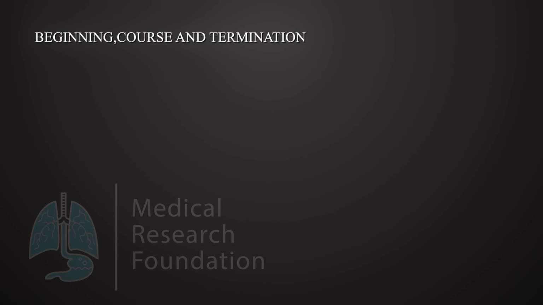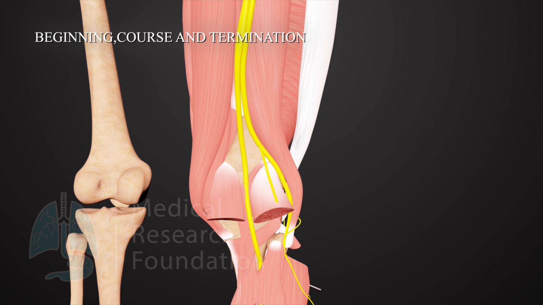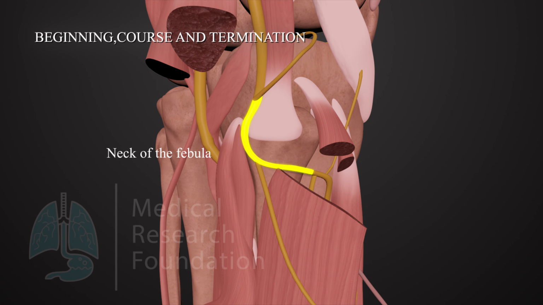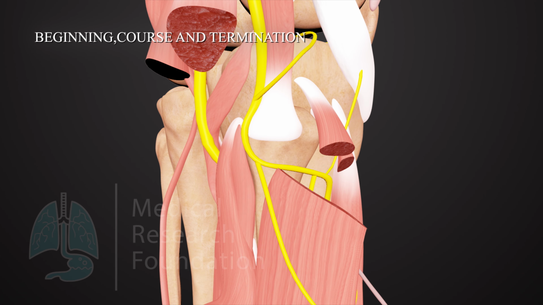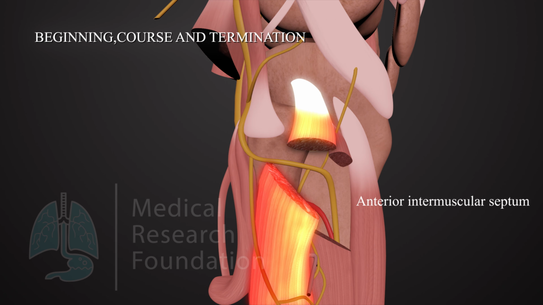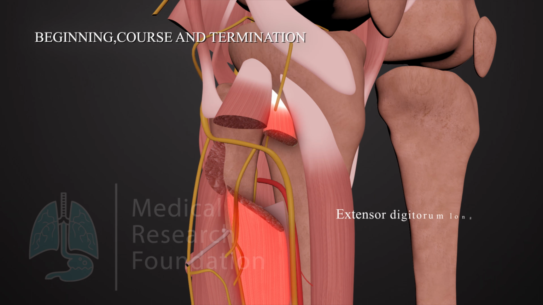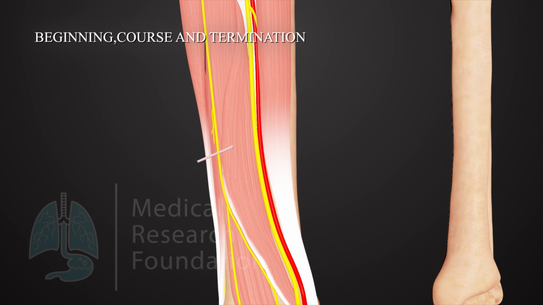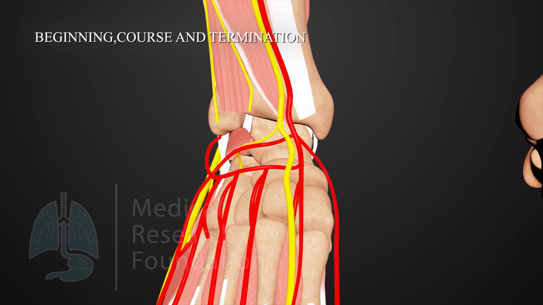Beginning, course, and termination. It begins on the lateral side of the neck of the fibula. It enters the anterior compartment by piercing the anterior intermuscular septum. It then pierces the extensor digitorum longus and comes to lie next to the anterior tibial artery. In the leg, it accompanies the anterior tibial artery and has similar relations.